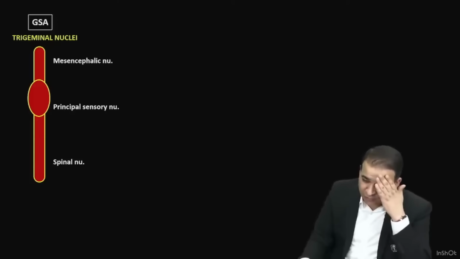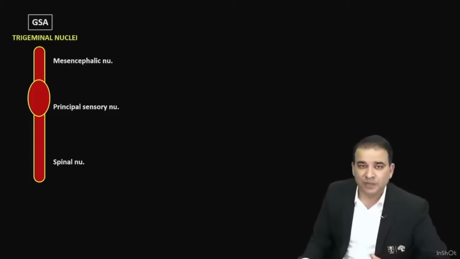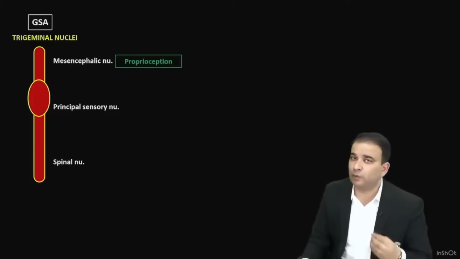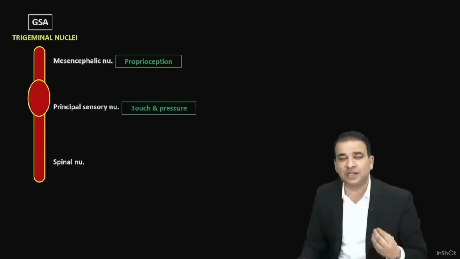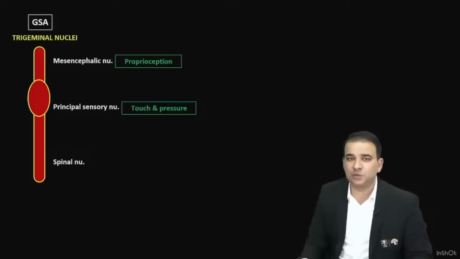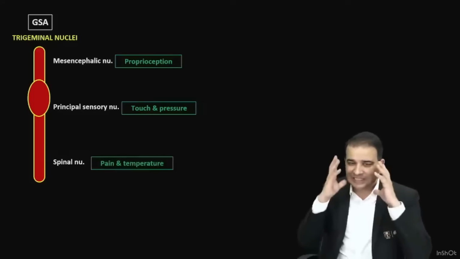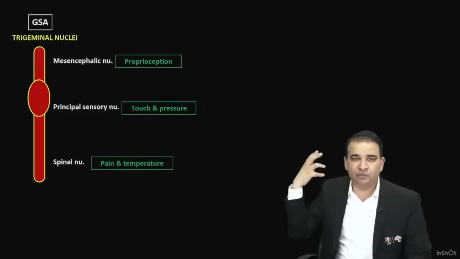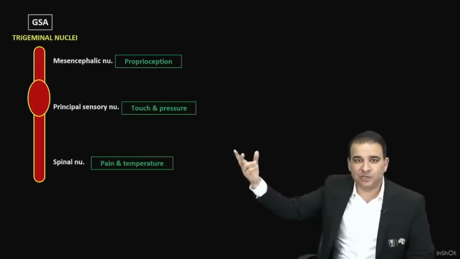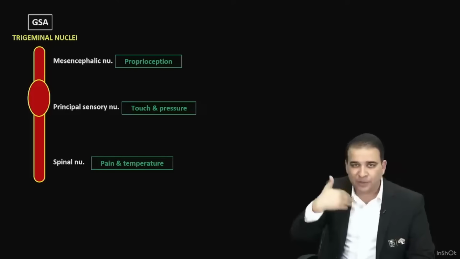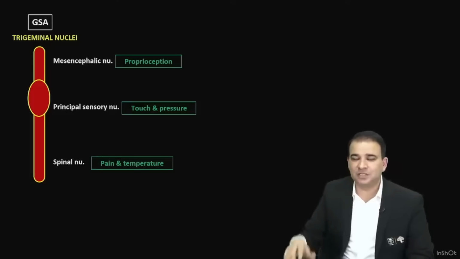The reason for three different nuclei is that they are carrying different functions. Mesencephalic nucleus is responsible for carrying proprioception. Principal sensory nucleus is for touch and pressure, and spinal nucleus will receive pain and temperature. Now think about the face. All the proprioceptive information will go to the mesencephalic nucleus. Touch and pressure sensation goes into the principal sensory nucleus, and all the pain and temperature sensation in the head and neck area will reach the spinal nucleus here.